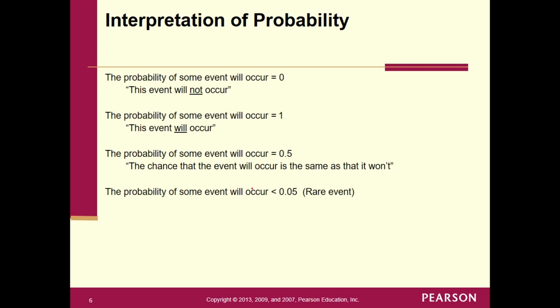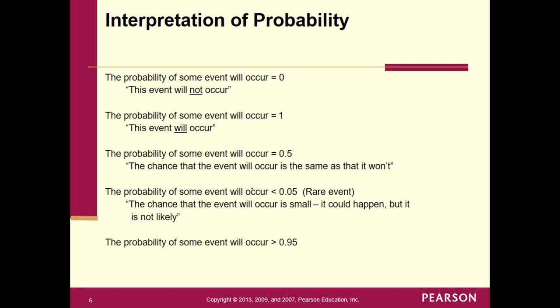So what does that mean? Well, the chance that the event will occur is small. It could happen, but it is not likely to occur. It is above 0, so it can occur, but it's less than 0.05. That's a rare event.